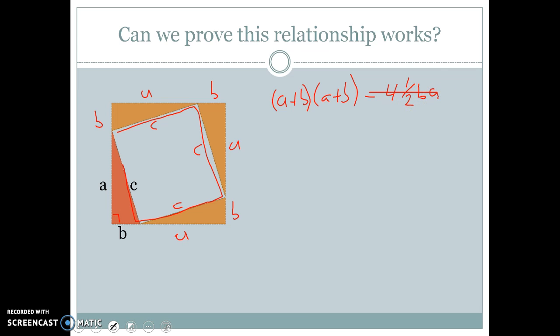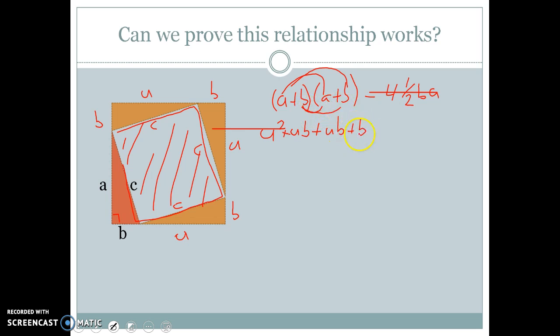And so I would have to simplify that from both sides. So I'm going to go ahead and simplify this so that I can get an expression for the area of this inside square. So I'm going to FOIL first. I'm going to take a times a is a squared. And then a times b is ab, so plus ab. Then I'm going to distribute the b out. B times a is another ab. And then b times b is b squared.